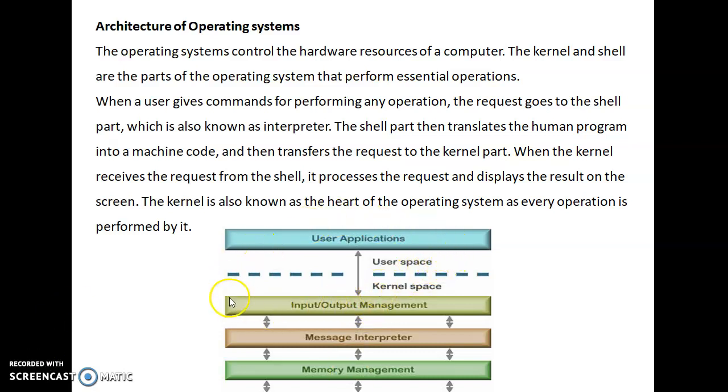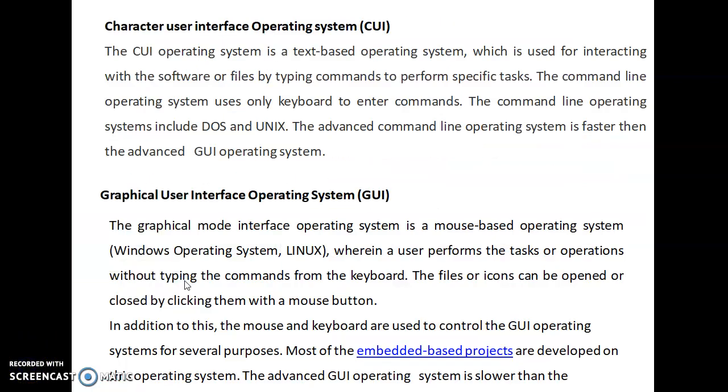This block diagram can also be explained at two different levels: user space and kernel space. In kernel space we have these modules, whereas in user space we have different applications, user applications. In kernel space, the message interpreter forms a bridge between IO management, memory management, and process scheduling, right? This is the simple architecture of an operating system.